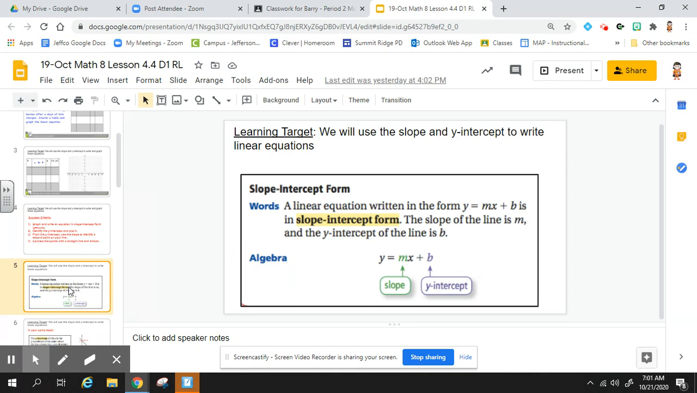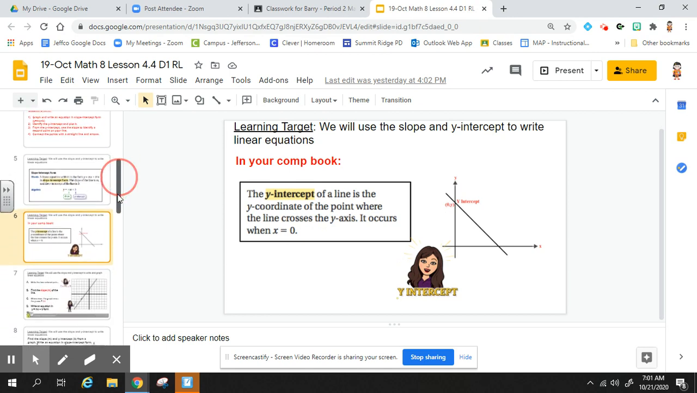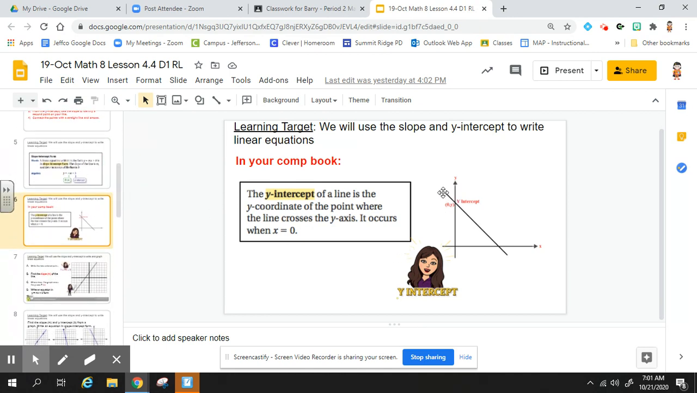Here is vocabulary, what slope-intercept form is and what it represents. So in the equation y equals mx plus b, m in green represents your slope, b represents your y-intercept. Here is an example of what the y-intercept looks like. It's where your graph line will cross right here at the y-axis. You can see the little y above here. This is representing the y-axis. Hence, that's called the y-intercept.